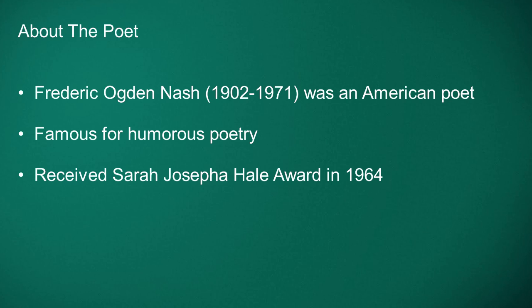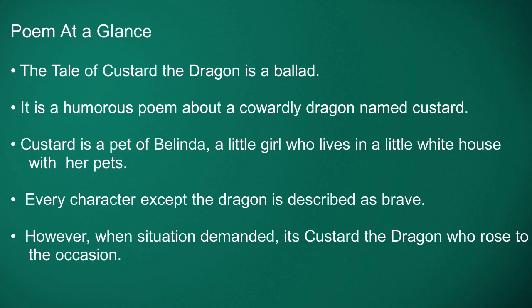So, as we have read, The Tale of Custard the Dragon is a ballad. Along with that, it is also a humorous poem composed by American poet Frederick Ogden Nash. This poem is about a little girl Belinda who owns many pets, namely a black kitten named Ink, a grey mouse named Blink, a yellow dog named Mustard, and a coward dragon named Custard.